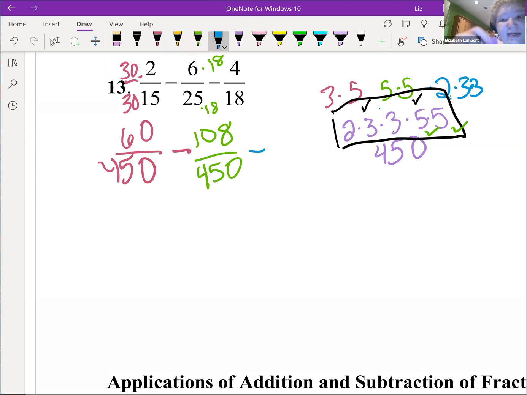And then we have minus 18ths, which is a 3 and a 5. So I have a 2, a 3, and a 5. 6 times 5, another 30. Well, at least that multiplies nicely. 120 over the 450.